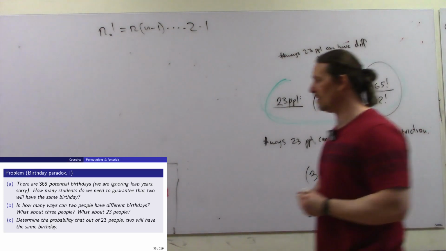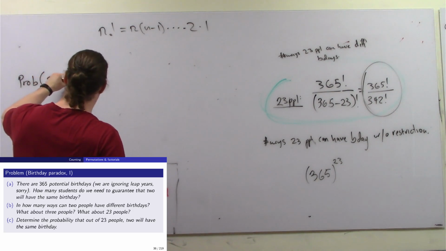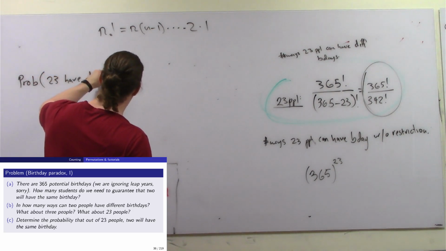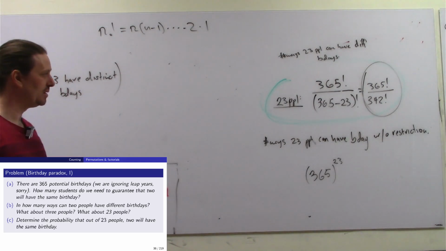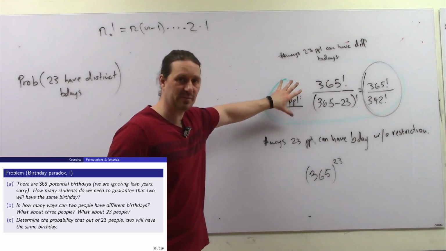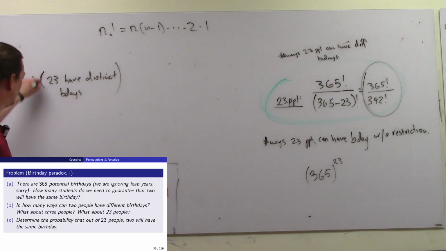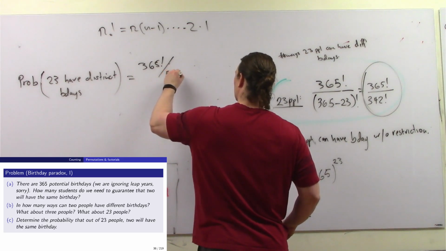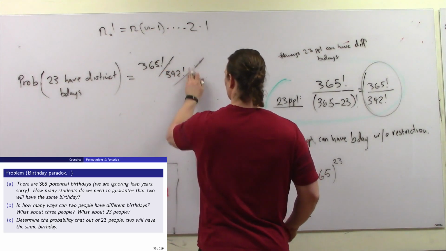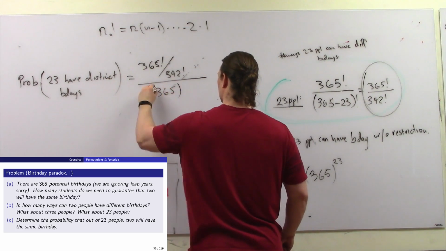This is all the ways in which 23 people can have different birthdays from each other. So using these two, I can figure out the probability that 23 people have distinct birthdays. This is just a counting problem in disguise. This is the total number of ways for 23 people to have different ones. This is the total number of ways to have them, period. What's the probability then of this event? You just divide them. Yes, exactly. It's just 365 factorial divided by 342 factorial, divided by 365 to the 23.